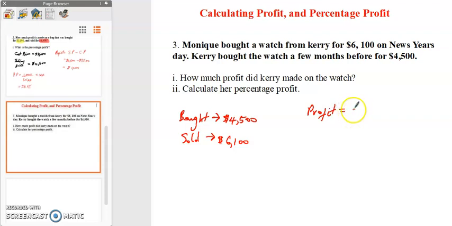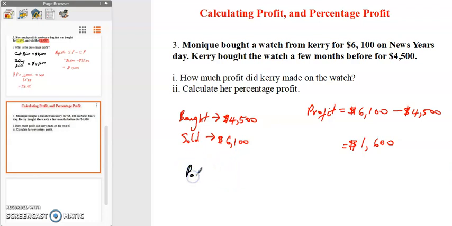So the profit will be $6,100 minus $4,500. So the profit for that would be $1,600. Right? So you can see that the same concept remains throughout all the calculations or all the examples.